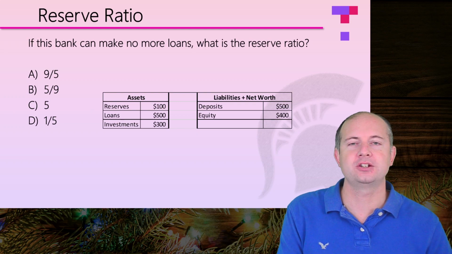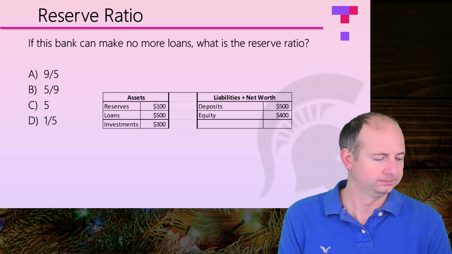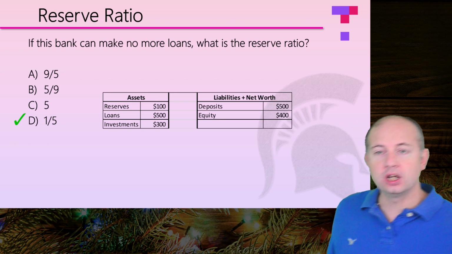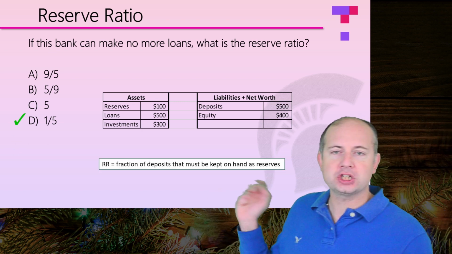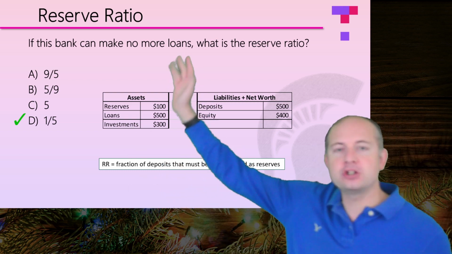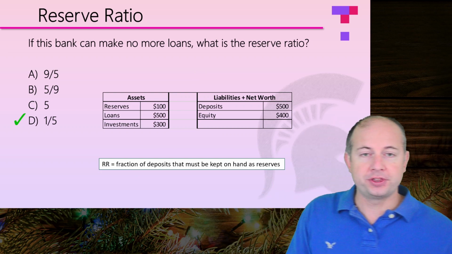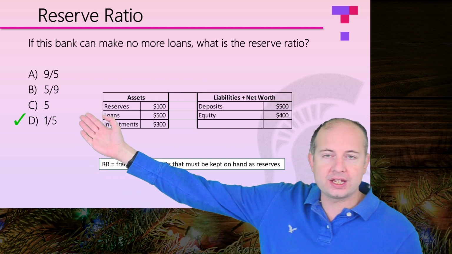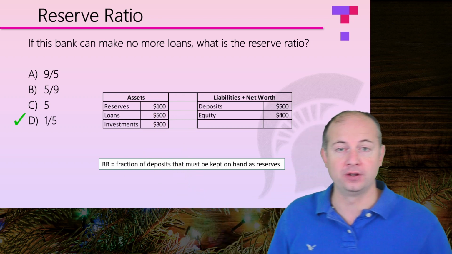If this bank can make no more loans, what is the reserve ratio? The answer here is D. The reserve ratio is the fraction of deposits that must be kept on hand as reserves. And so what's going on here? If the bank can make no more loans, essentially it has loaned out the most money it's allowed to. Because if you remember, the Fed requires you to keep some cash on hand as a reserve. Think about reserves as the money that's in the vault.